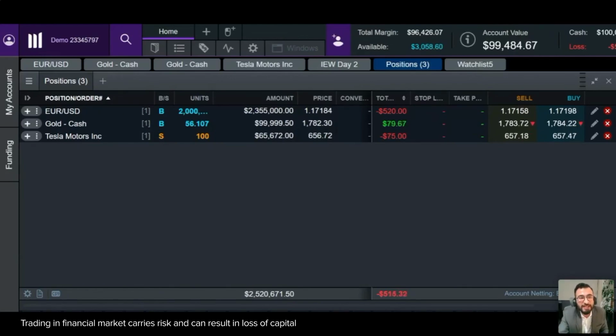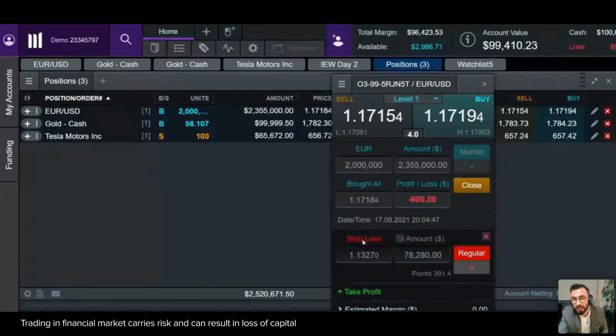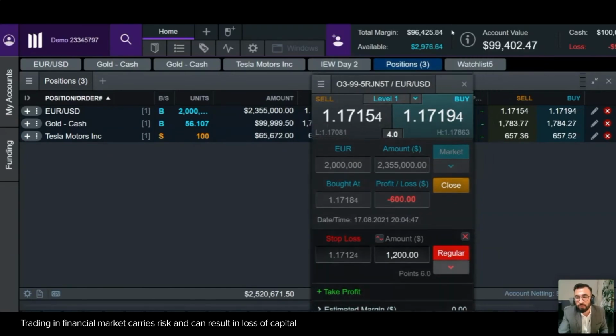How do you do it? Very easy. I'm looking at this trade, for example. Select this modification pen. You see here, the order ticket comes in. It shows you how much your loss is already right now. Click on stop loss. Okay. Write how much loss you're willing to take. Let's say $1,200. You press the amount. The price is calculated automatically.